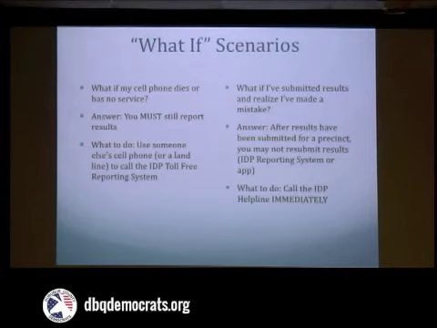So, what if you've submitted results and you realize you made a mistake? You can't resubmit results, but you need to call us immediately so that we can look at it and say, okay, what's your precinct code? We're going to ask you for your reporting credentials so that we know it's not someone random just calling and asking, but we can get that mistake fixed.